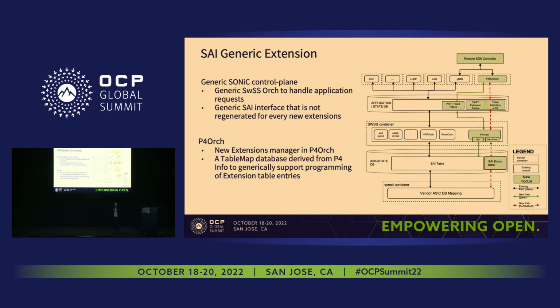The P4 orch, as you are aware, that we added in PINS last year, now has a new extensions table manager that processes these tables from the application DB and creates the dependency graph. Firstly, it creates the object type key value pair for the dependent object and looks up the associated cache to be able to program the ASIC DB by making the SAI API calls.